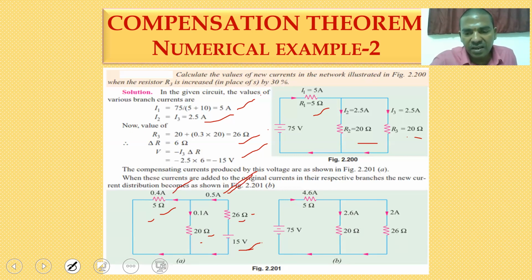So this is the equivalent circuit for the given circuit after increasing the R3 resistance by 30%. Like this, you have to go for compensation problems, or Thevenin's problems, or Norton's problems.